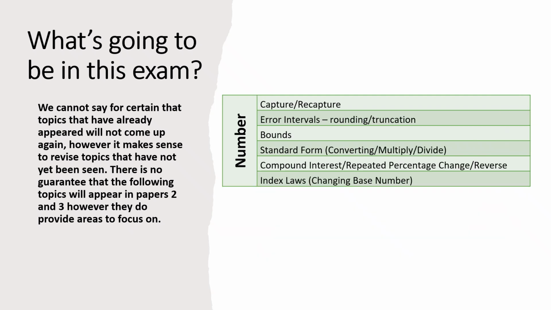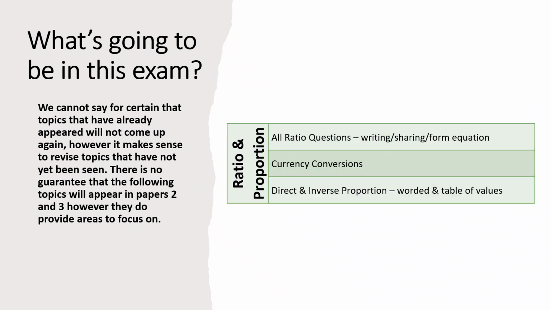In number, actually we've had quite a few number topics in that first paper, but we haven't seen any bounds yet. Wasn't a great deal of standard form, and we didn't see compound interest, so just a handful of topics there, which could come up in Paper 2 or 3. And then finally, ratio and proportion. Could be anything to do with ratio, could be some sort of direct or inverse proportion question. We did see algebraic proportion, so it's worth noting those things.